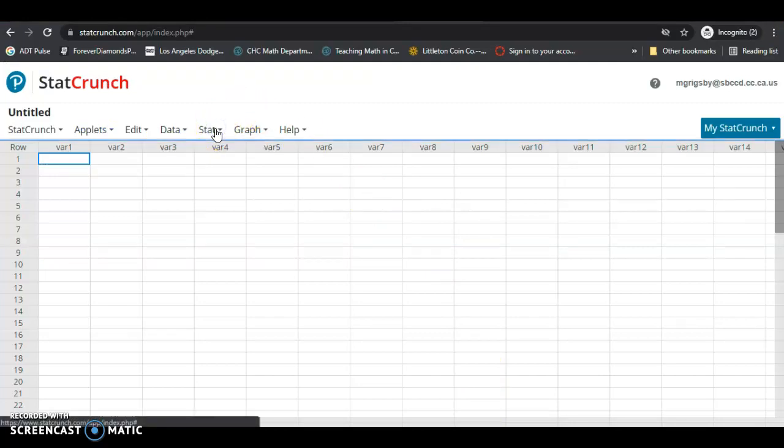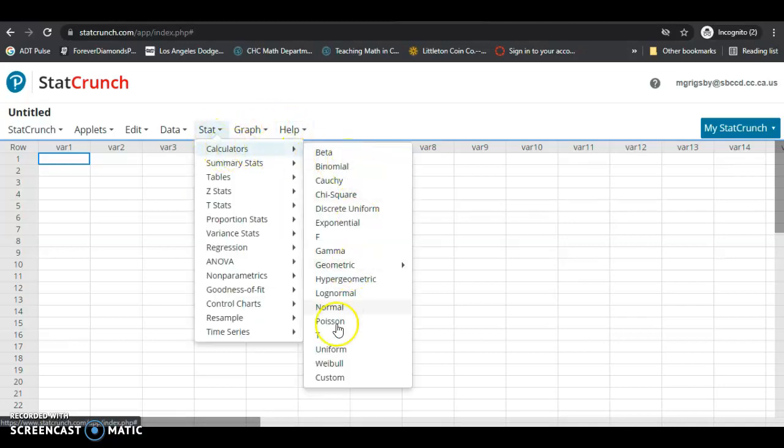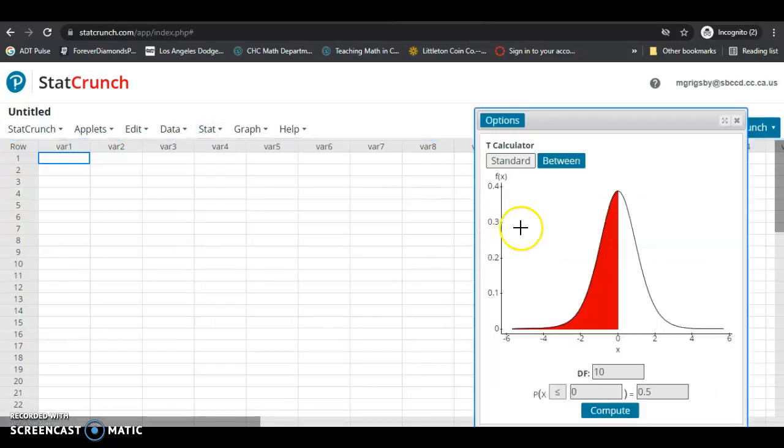So again, when you perform a hypothesis test on the difference between two means, and you assume that the standard deviations of the population are unknown, we're going to go to Stat, Calculators, and click on T. So we're using the T distribution to find the appropriate critical values. So that loads the T distribution calculator.